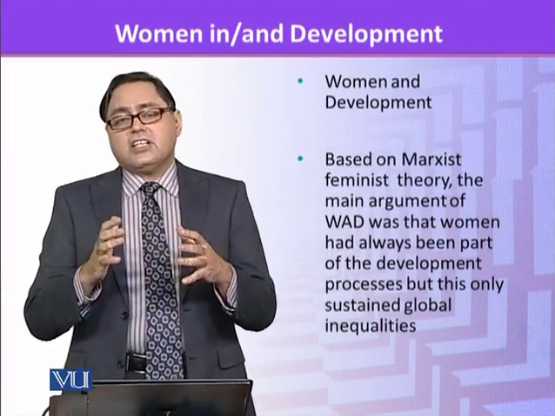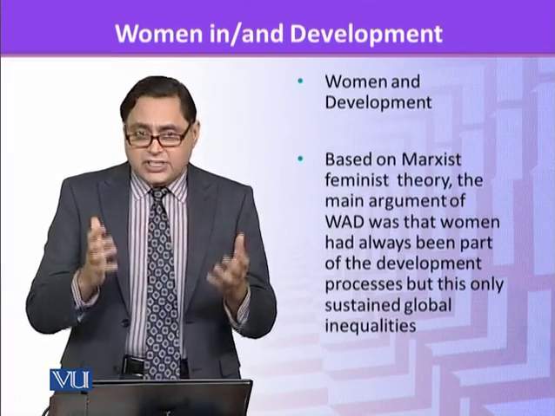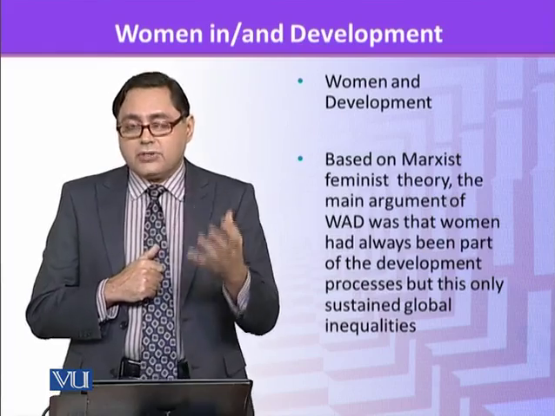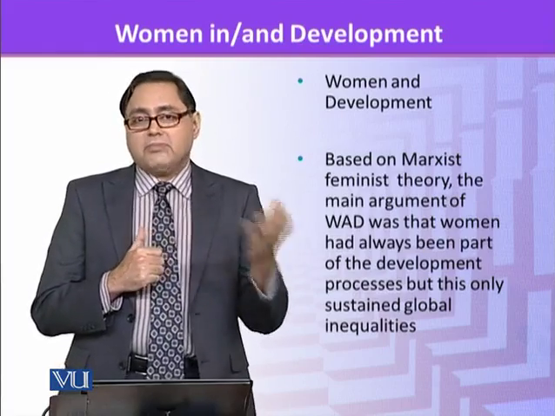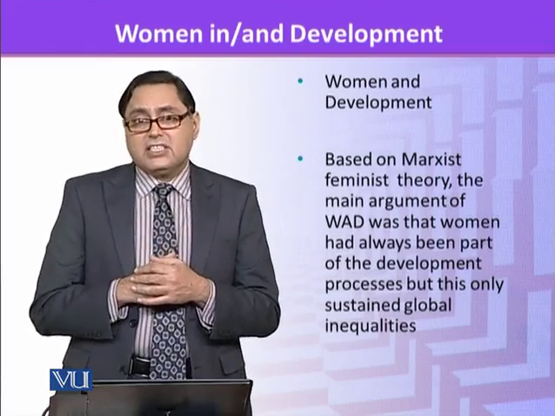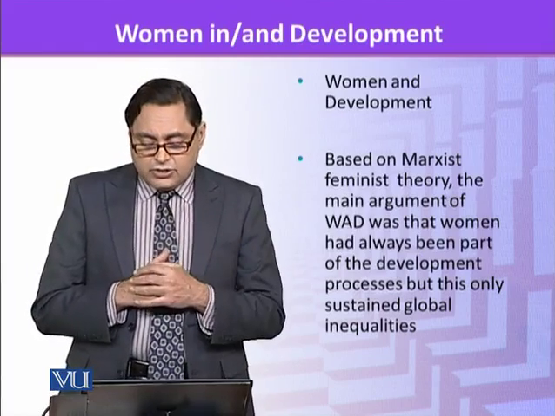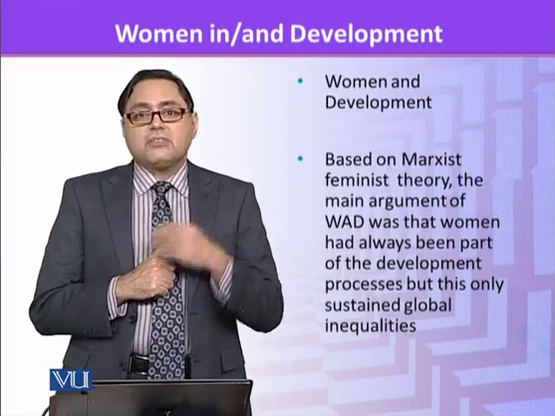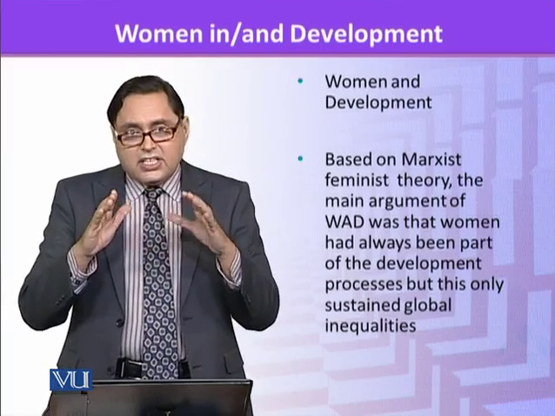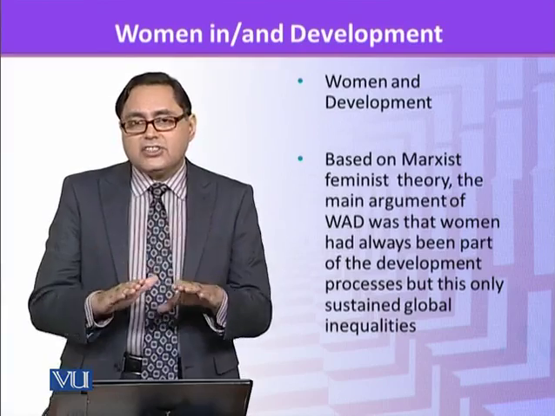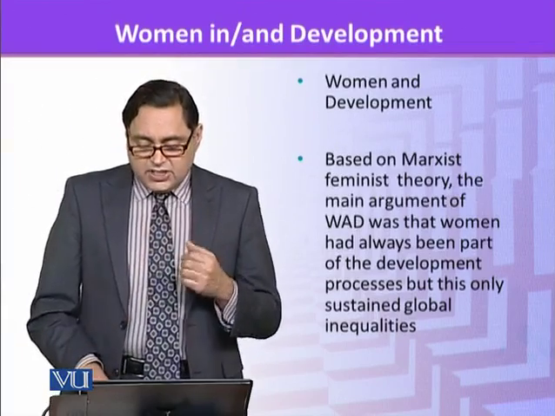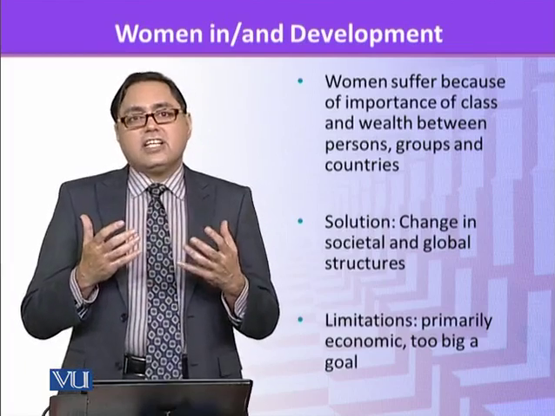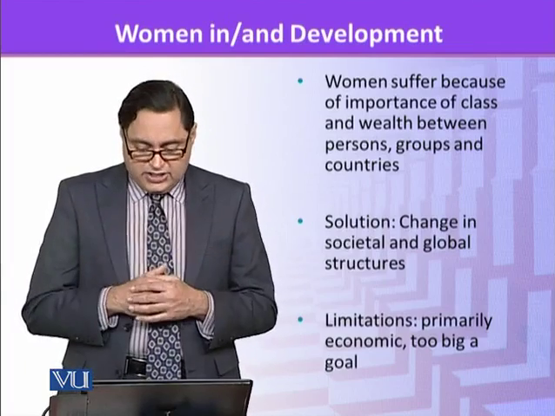This structure, according to this theory, was exploitative, and women and the poor and other vulnerable groups were being exploited by the powerful groups, which are mostly men, and capitalists. So this called for reducing inequalities and changing the power structure, whether in the society of one country or at the global level. The focus here was on societal and global structural change.